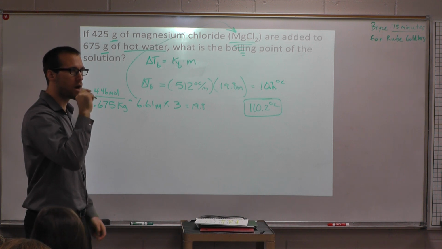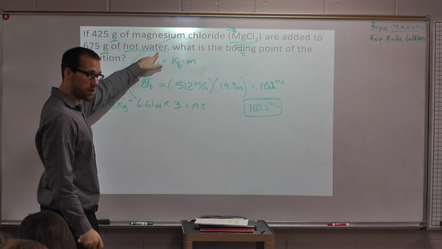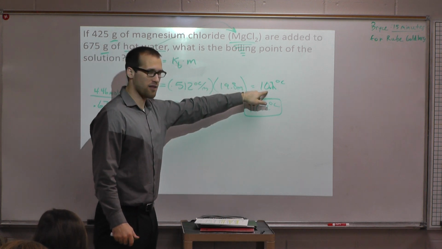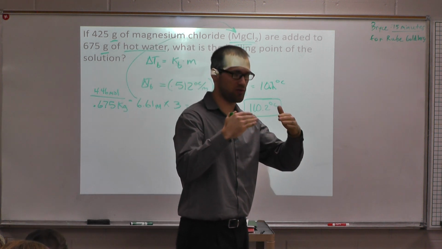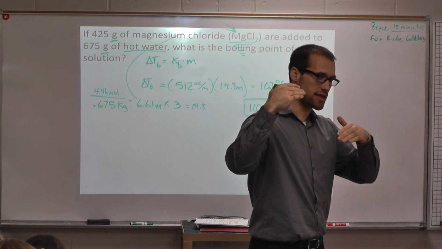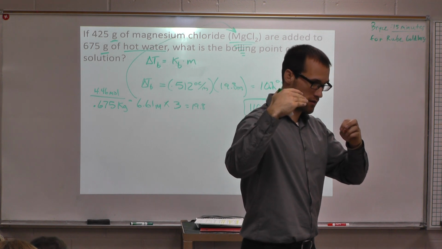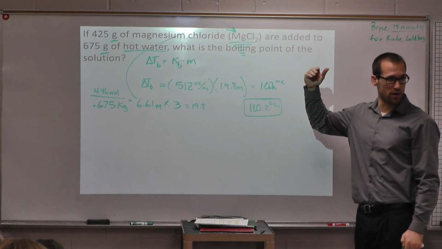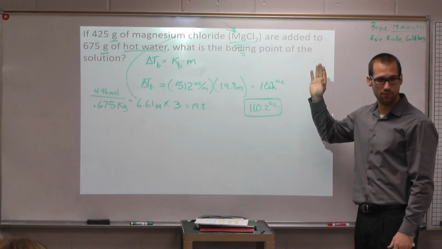Water's regular boiling point is 100. And if I put this salt in water, it elevates it 10.2. So the actual boiling point of the solution would be the original boiling point of the pure water plus the elevation. So 100 plus 10.2. That make sense? Right? Because remember, when you add a solute, it raises the boiling point. So the solution will always have a higher boiling point than the pure solvent, every single time.